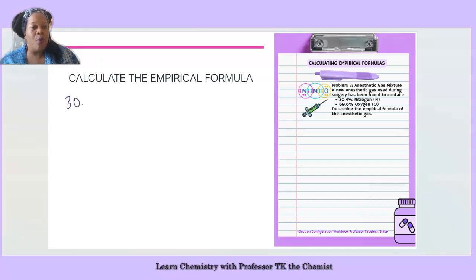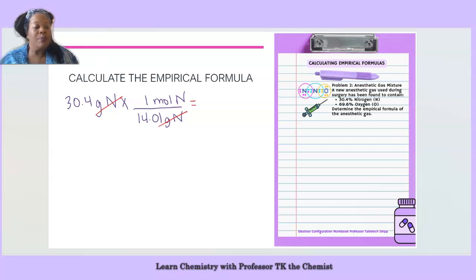So you have 30.4% nitrogen. That's going to become grams of nitrogen. And you're going to convert that to a mole. On the very bottom, I'm going to put the molar mass of nitrogen, which is 14.01 grams. And on the very top, 1 mole of nitrogen. I'm going to cancel out my grams because we don't need that anymore, and we're going to simply divide those numbers. So let's go ahead and break out our handy dandy calculator to solve this problem.